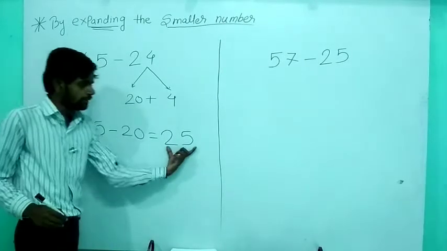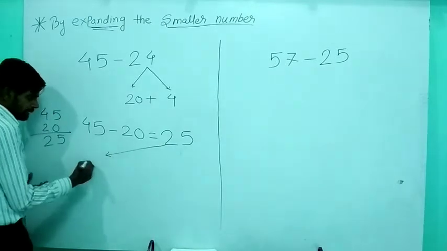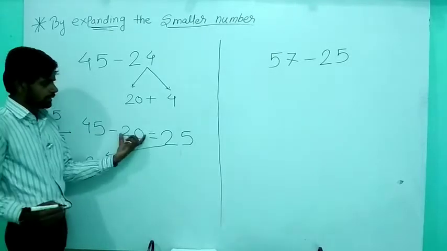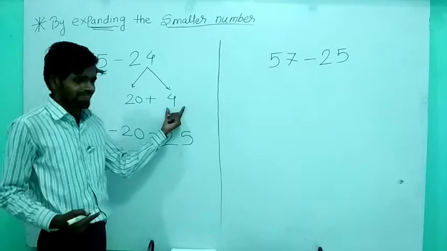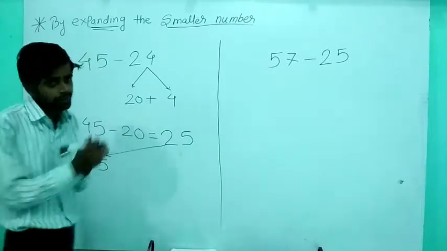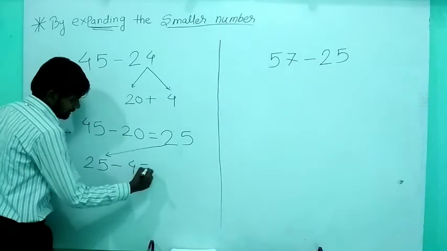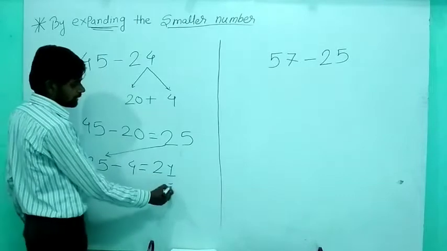Okay. Then we will write this 25 here. अब ये 25 को हम लोग इस साइड में लिखेंगे. Okay, then that is the answer of 45 minus 20. So what is remaining? 25. अब इस 25 में से हम लोग दूसरा वाला नंबर यानी कि जो 4 है उसको क्या करेंगे? Subtract करेंगे. ठीक है, so 25 minus 4 is equal to 21. Understood? So answer is 21.